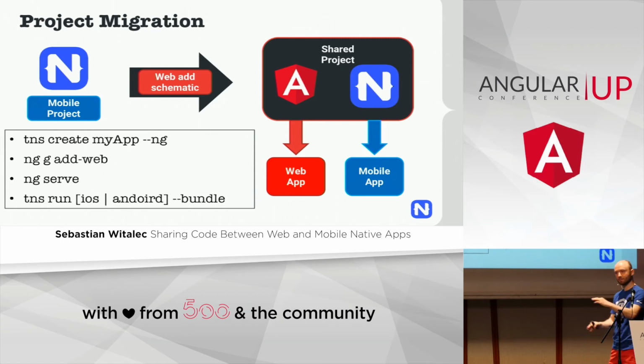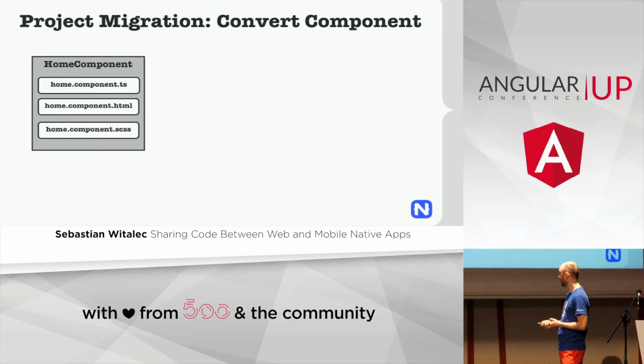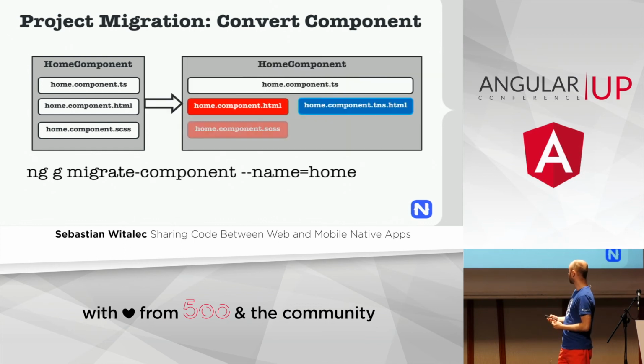So these schematics will do the conversion of the projects. Then we have to go and convert all of our components or our modules. We usually do them module by module, step by step, rather than converting everything in one go. If we have a home component, what I propose you could do, and that's already working, is call ng g migrate component, and then use --name and provide the component's name. Then the schematic will go find the component and do the transition.